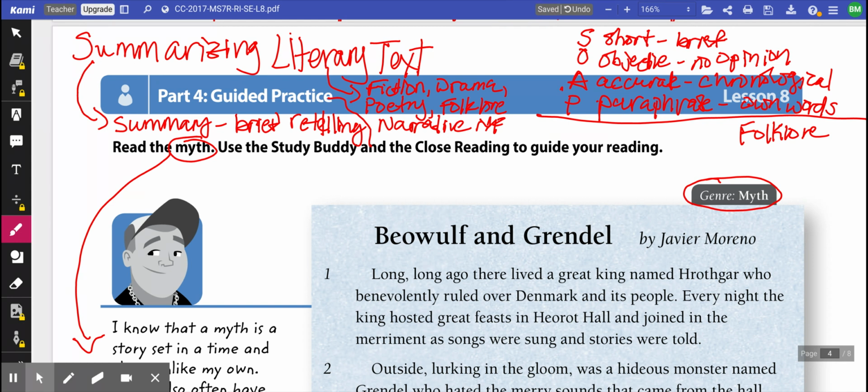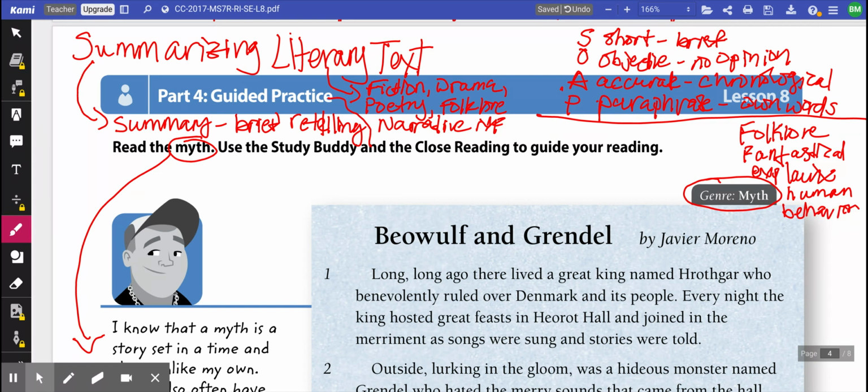And that means that it's going to be fantastical. It is going to be very hard for us to believe because it's about a culture that might not be ours. All right. The big thing about it is it usually explains human behavior or the environment in some way.